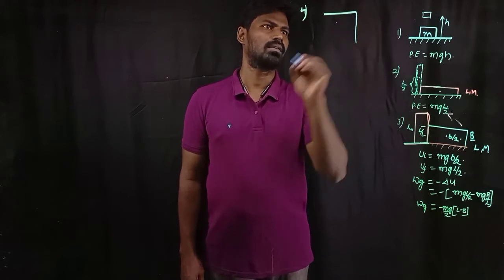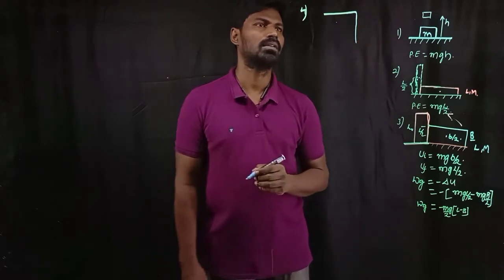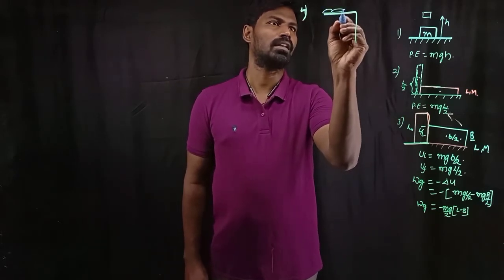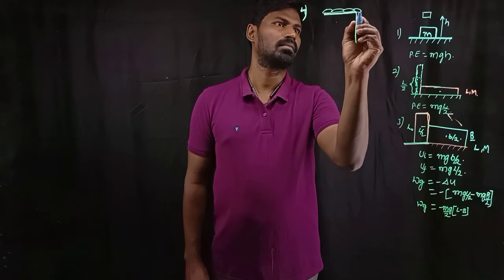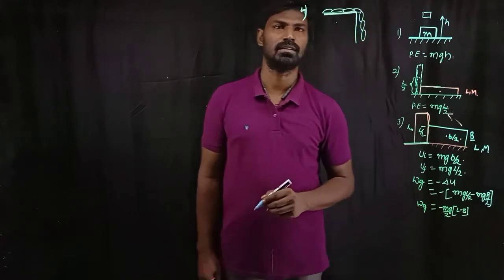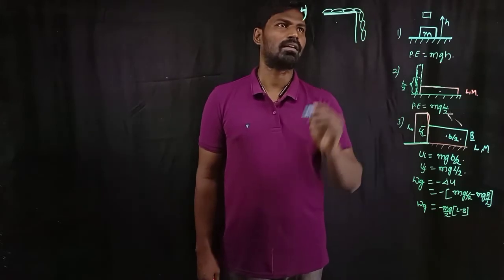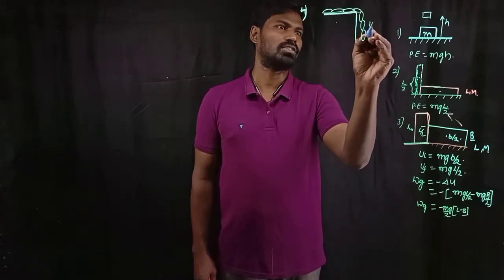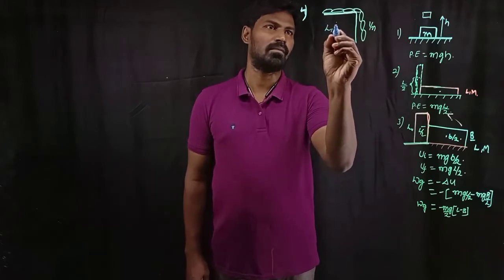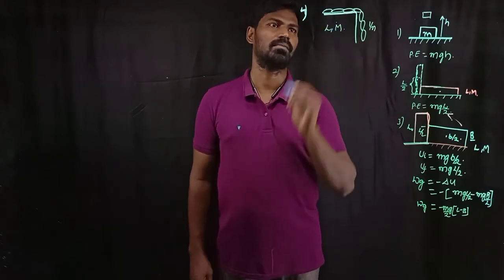Okay, this is a table. Assume that this is a table on which I placed a chain of length L and mass M, and out of which some portion is hanging freely like this. Let me call 1 by nth of the chain is hanging. Length of the chain I am considering is L and mass of the chain I am considering is M.